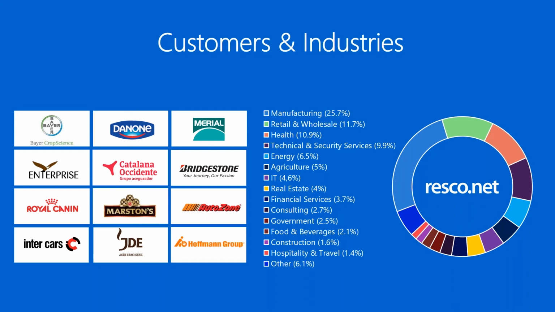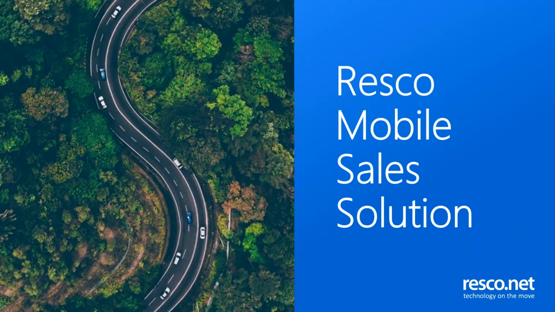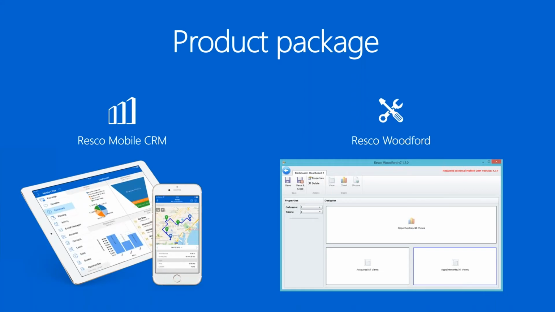This is really great, to have such a large user base, because we are able to generate feedback from many different customers and mobile users, and keep introducing features that our customers are actually asking for. So now let's have a look at today's main point of focus, and that's the Resco Mobile Sales solution. This solution is composed of two components. The first one is our mobile application, Resco Mobile CRM, and the second one is the Resco Woodford tool, which is used for customization or configuration of the mobile application Resco Mobile CRM.